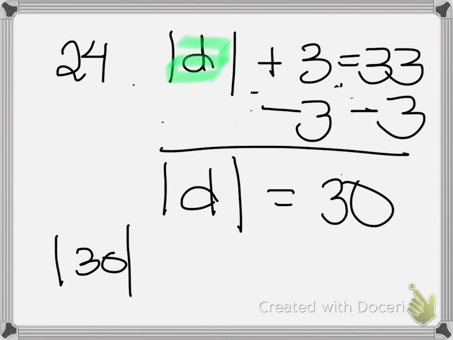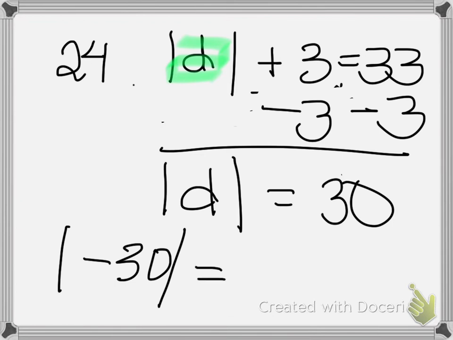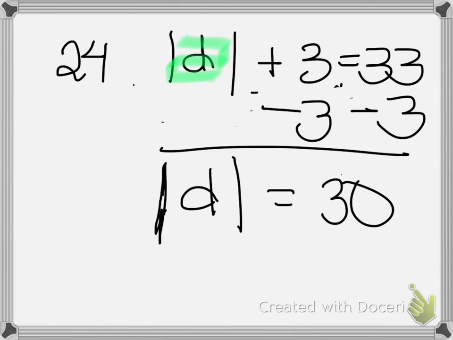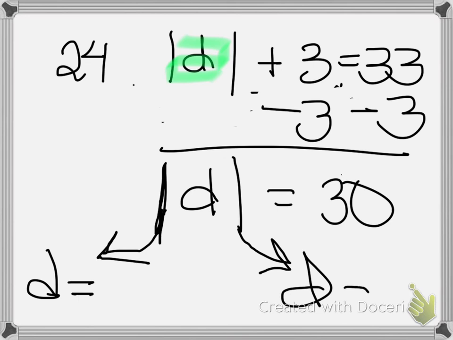What else will work? Negative 30, right? Because if I have absolute value of negative 30, absolute value of negative 30 is also 30, and that will give me 30 equals 30 as well. So from this point, I have to remember that I have 2 possibilities, and I always say that this left-hand side of the absolute value makes one equation, and that is D equals, and this absolute value bar makes another equation, D equals.